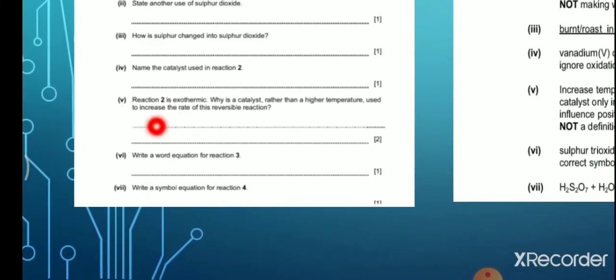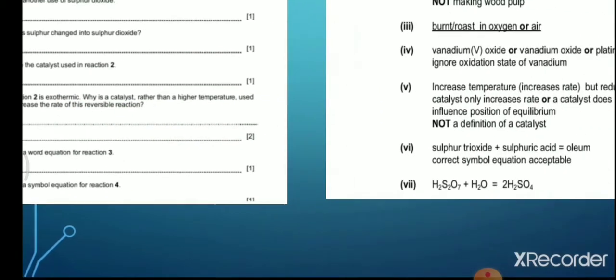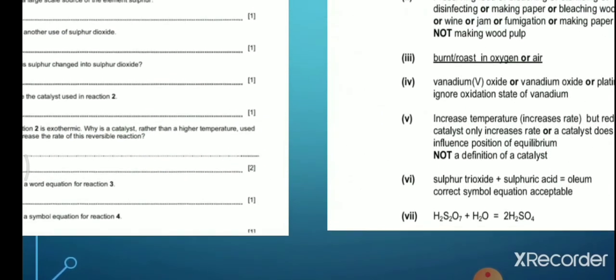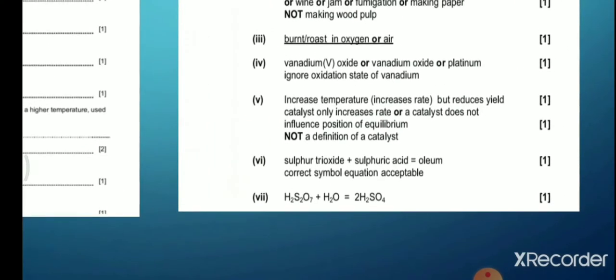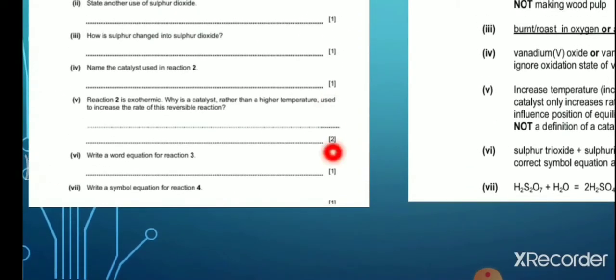Next question here. Reaction 2 is exothermic. Why is a catalyst rather than a higher temperature used to increase the rate of this reversible reaction? So they are asking why they are using a catalyst instead of increasing the temperature. This question is for 2 marks, so you have to write 2 points. So which are the points?